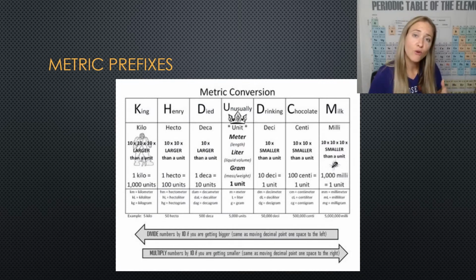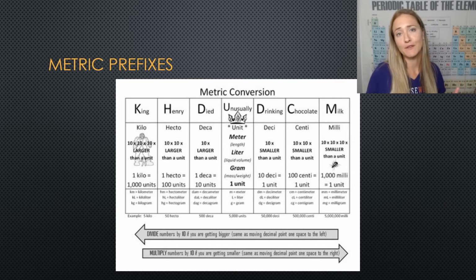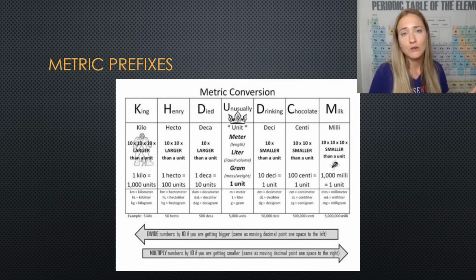Now, to go from one unit to another, we simply add different prefixes. And the beauty of the metric system is that it's based on powers of 10. So to go from one unit to another, you are basically either multiplying or dividing by 10.